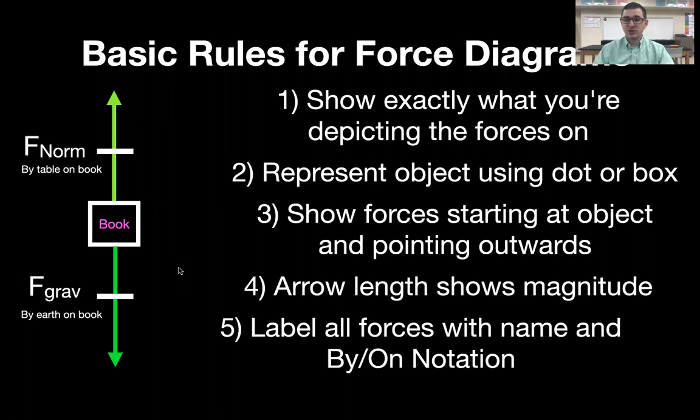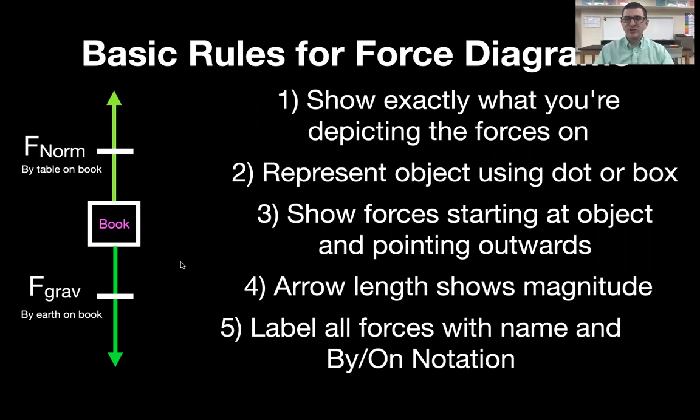Next, we're going to show the forces as arrows that start at the object and move outward. The length of those arrows does show the magnitude of the force. So if an arrow is longer, then that shows a bigger force. And last but not least, we're going to label our forces with the "by-on" notation, as well as the name. So this is the force normal by the table on the book. This helps us keep track of everything, because if these are all the forces on the book, then we should never see a force by the book. That'll be a very clear indicator that we've made a mistake. This should always be on book if we're showing all the forces on the book.